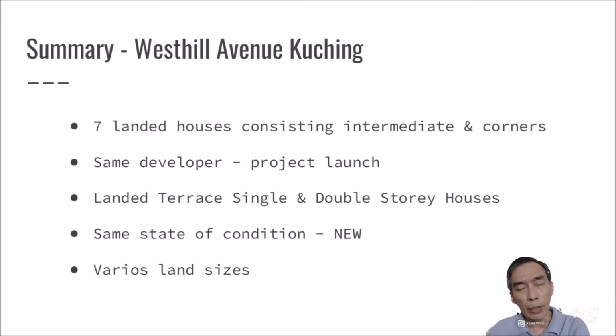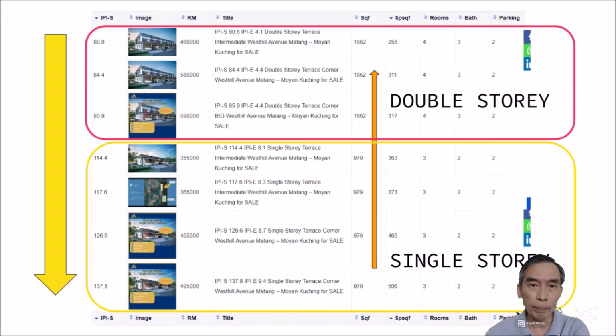Some are bigger in size because they are corner, some are intermediate with standard sizes, probably even similar sizes, and the same state of condition. They are all new project houses. Various corners may be facing a little differently, but the pricing doesn't differ very much for the facing. So this is the summary, 7 listings.